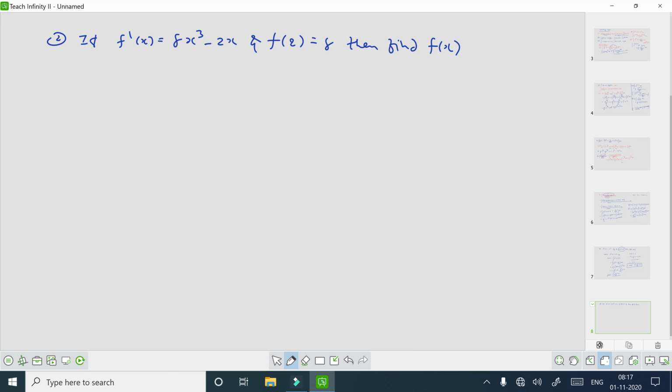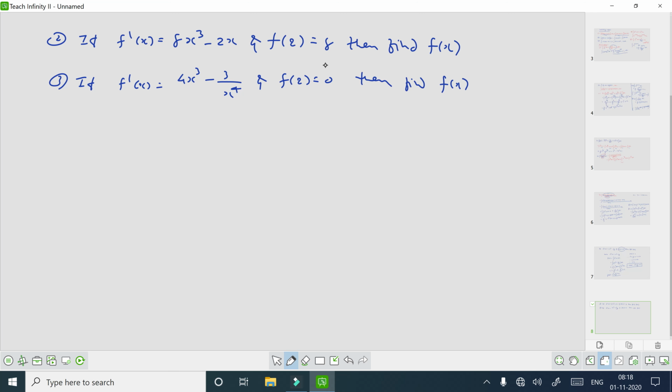And see, one more thing, if f dash x is equal to 4x cube minus 3 upon x raised to 4 and f of 0 is equal to 3, f of 2, sorry, f of 2 is equal to 0, then find f of x. So I am leaving these 3 sums for you.